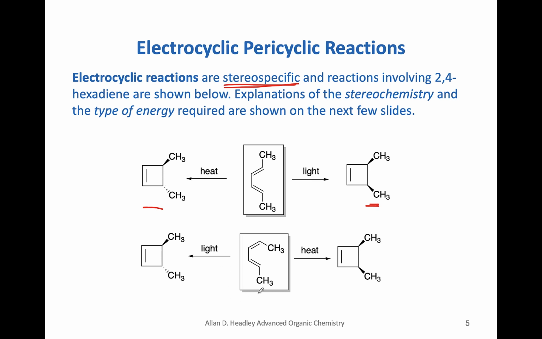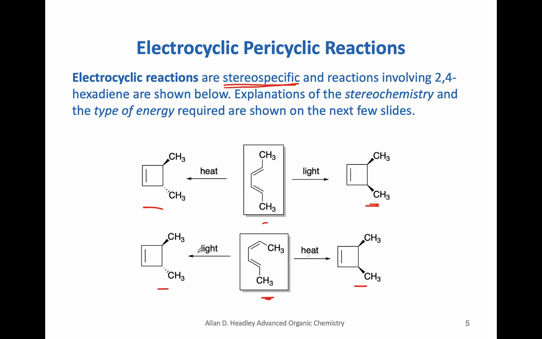Here's another example. This is an isomer of this molecule. As you see here, this is the ZE isomer. In the presence of light, we get the trans. In the presence of heat, we get the cis. Again, to emphasize, these are stereospecific because it takes a specific stereochemistry in the reactant. In the presence of energy, heat or light, a specific stereochemistry is gained in the product.